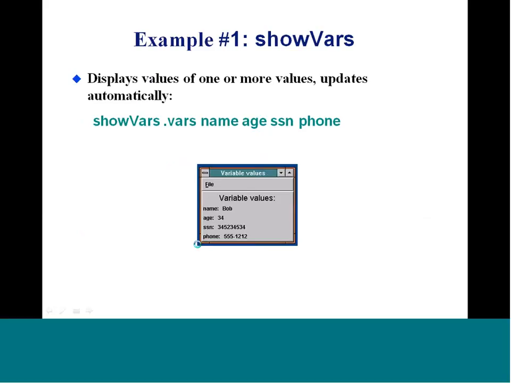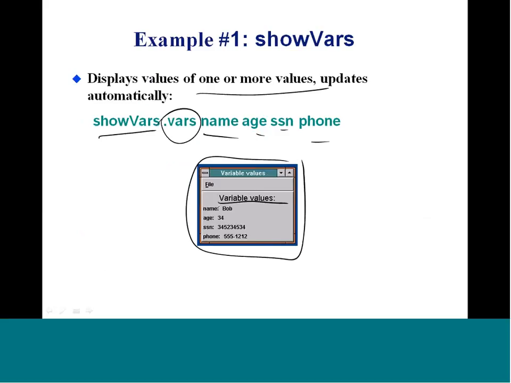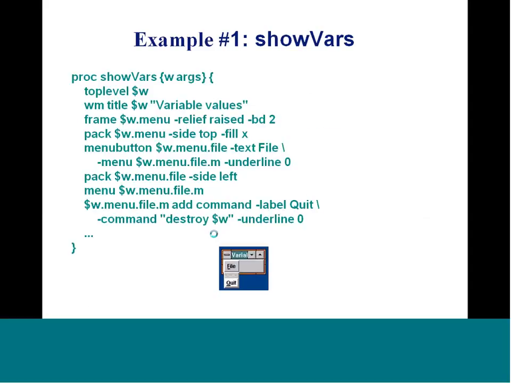Now here essentially is the show vars command. This displays the values of one or more variables, and it updates automatically. So here we specify show vars .vars and then name, age, SSN and phone. It displays the variable values, and in that window it shows the name, which is Bob, age 34, social security number, and also a phone number. So these are some of the other commands.